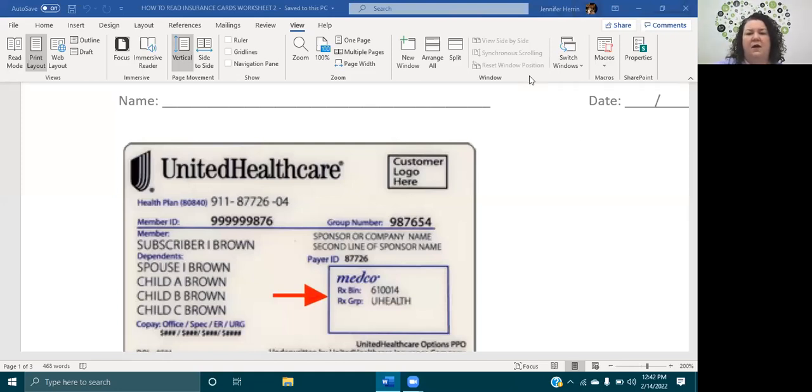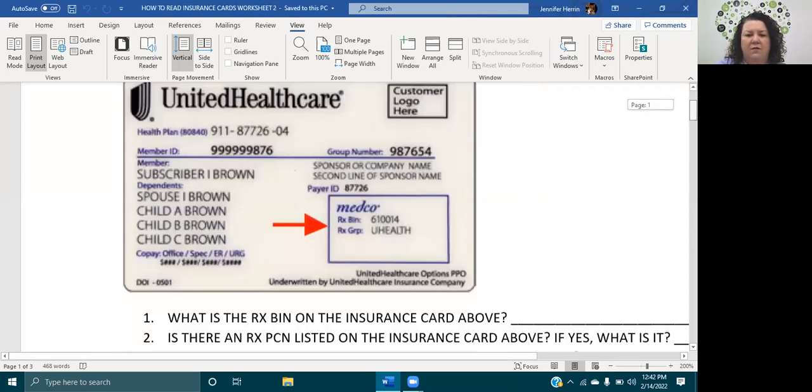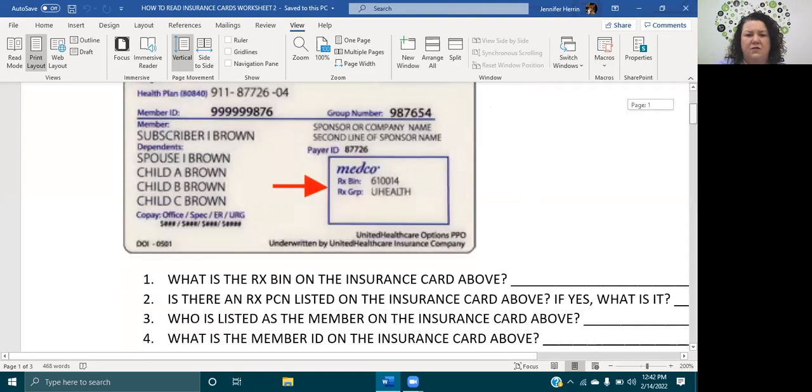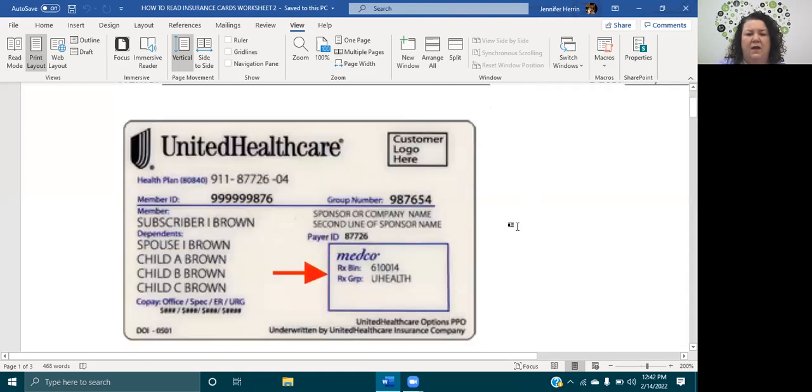Okay, and we're back with the other worksheet that you will be assigned a little later this week. So this one starts with a United Healthcare card. And the first question is, what is the bin number on the insurance card? Well, again, you would look for that RX bin, which is here inside of this little blue box, even has a red arrow pointing to draw your attention to that blue box. So you would use that RX bin number 610014.